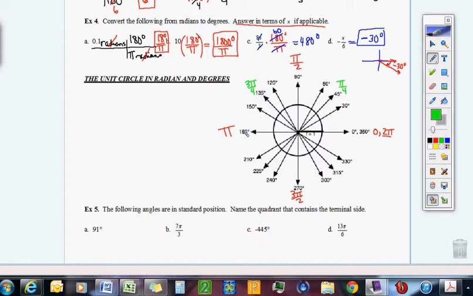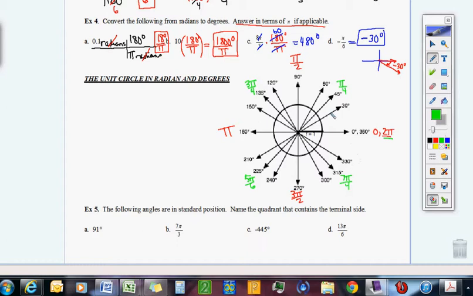4 pi over 4. Down here I have 5 pi over 4. Stepping another 45 degrees, I have 6 pi over 4. So this guy would be 7 pi over 4. Again, 7 over 4 is 1 3/4. So look, 1 3/4 of the way around the circle. And then this would be 8 pi over 4, which has already been reduced.